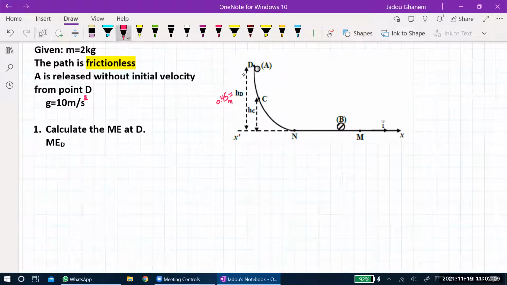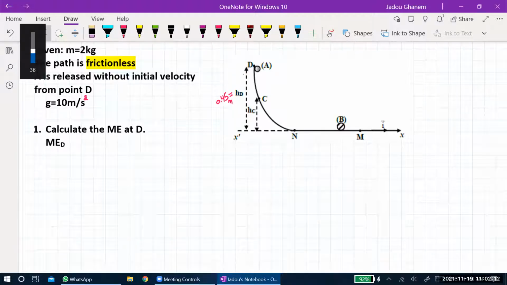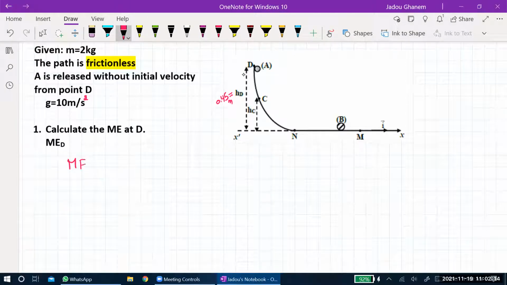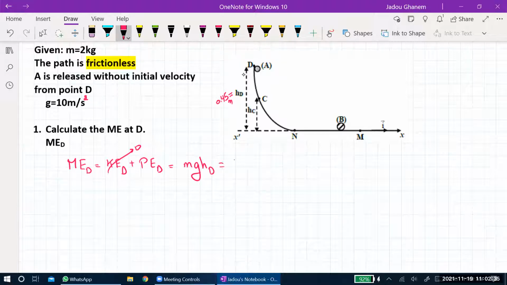ME equals KE plus PE, mechanical energy is kinetic plus potential. The kinetic is related to speed and the initial speed is 0. So no kinetic energy since it is 0. Starting from the potential energy mgh. The mass is 2 kilograms, g is 10, and h is 0.45 meters. Nice work. mg times h, the answer will be 4.5 times 2, which is 9.